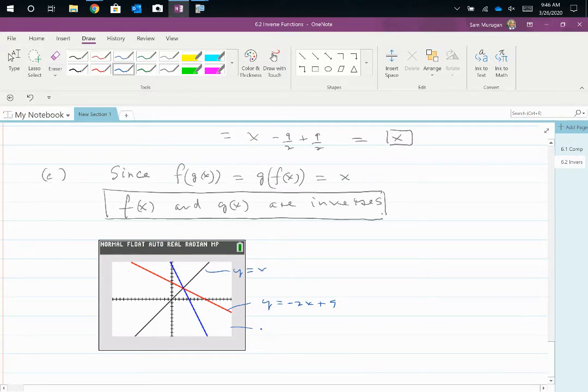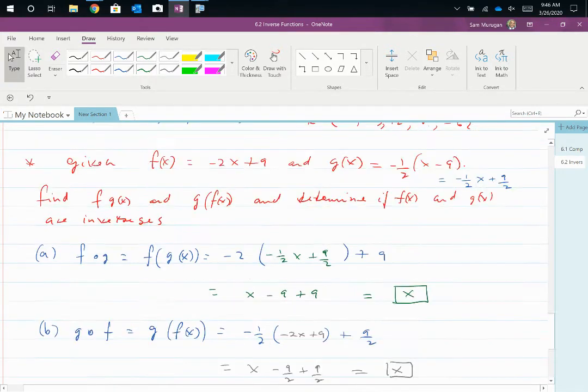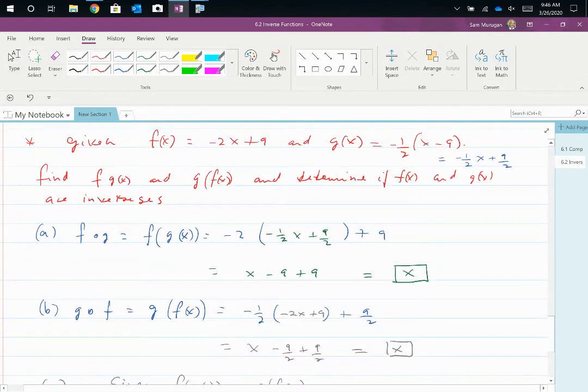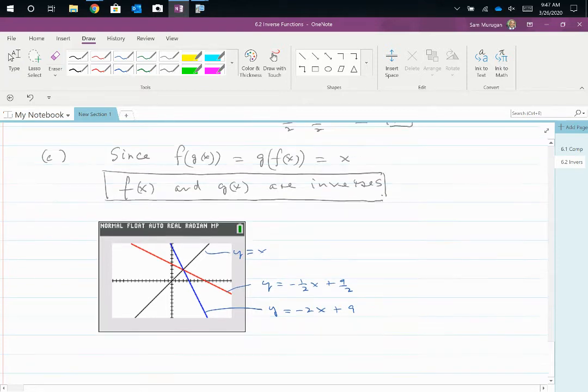So the intercept, pardon me, this is the line with, what's that equation? This is, yeah, negative half x plus 9 over 2. And this is the line of negative 2x plus 9 because the intercept is at 9. Okay. And you can see the symmetry about the line y is equal to x in the middle, how the graphs are beautifully reflected on that line.